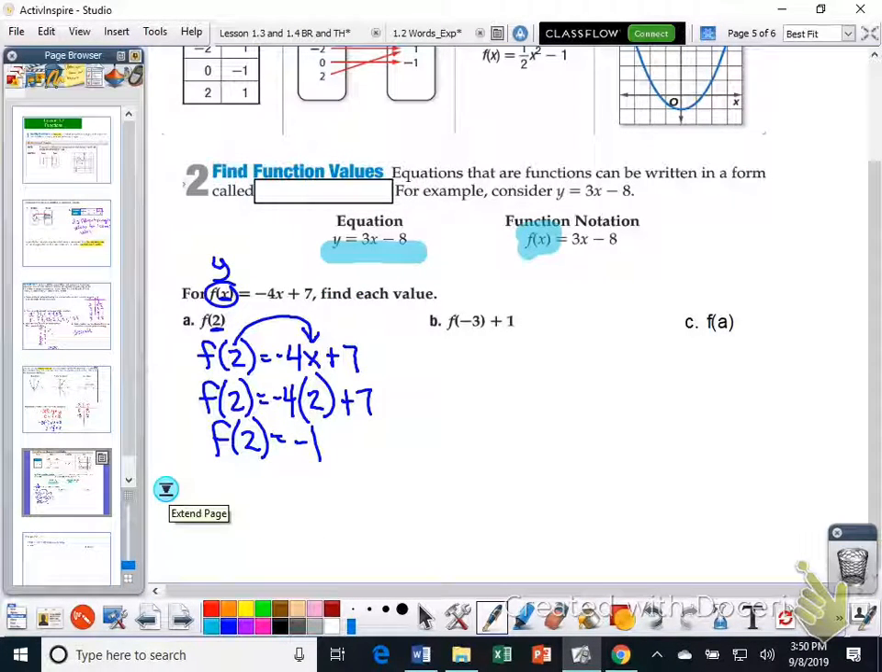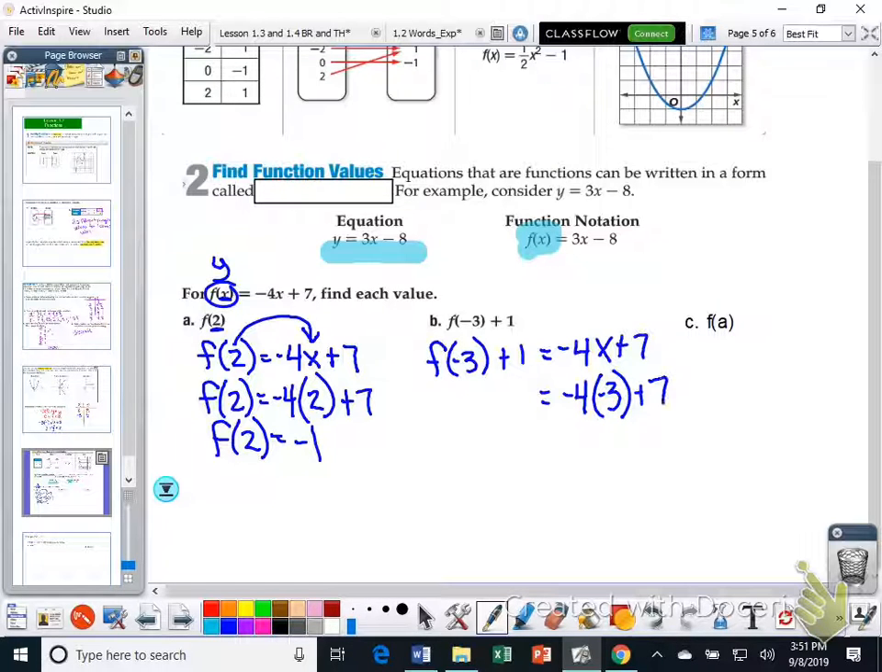What we can do here again, so f of negative 3, and then, hey, add 1 at the end when you're done. So that's going to equal negative 4x plus 7, but then I have to add that 1 at the end. So I have to replace all of my x's with negative 3. So negative 4 times negative 3 plus 7, plus 1. We have to add that 1 in the end. So that equals 12 plus 7 plus 1, we get 20. So f of negative 3 is equal to 20.